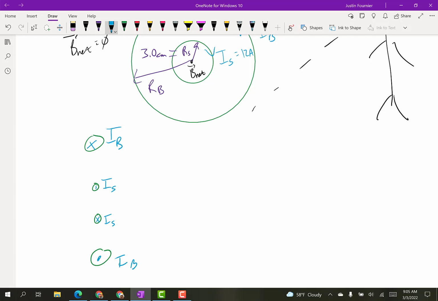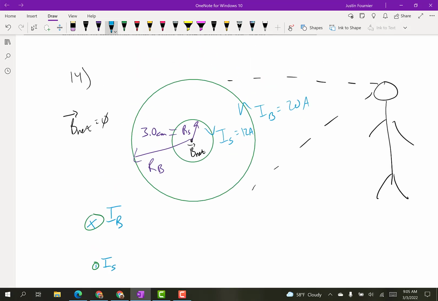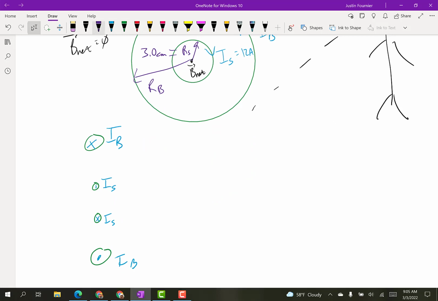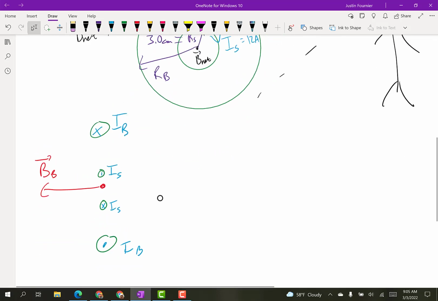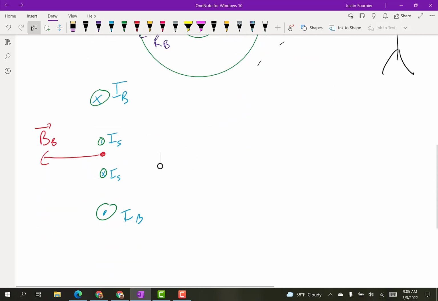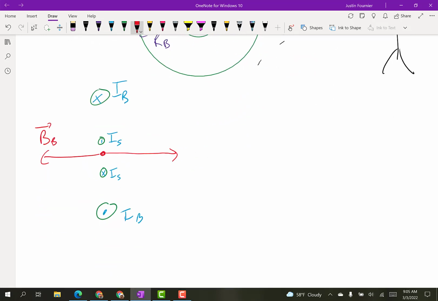If I use my right-hand rule, I can see the current from B is going to produce a magnetic field at the center going this way, with B meaning the big loop. The current from S is going to produce the field the other way, into the page. So it's out of the page for the big loop's current, and into the page for the magnetic field of the small current. And I know these have to add up to 0.